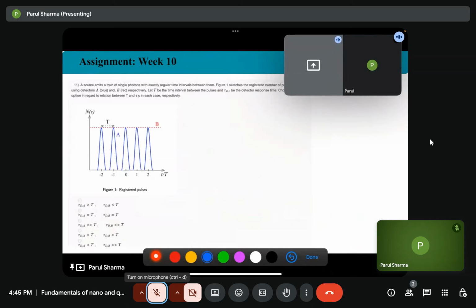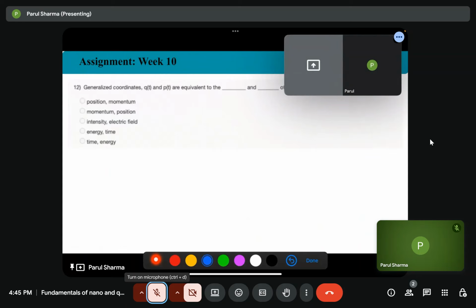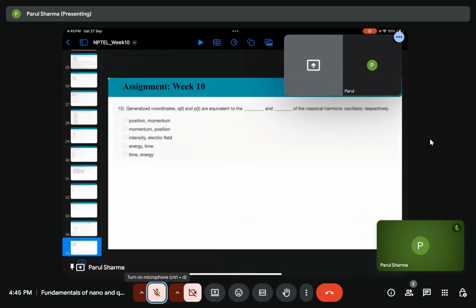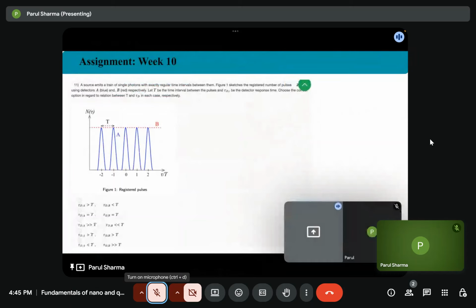Next question is, your source emits a train of single photons with exactly regular time intervals between them. Figure 1 sketches the registered number of pulses using detectors A and B, in blue and red respectively. Let T be the time interval between the pulses and tau D be the detector response time. Choose the correct option in regard to the relation between T and tau D.